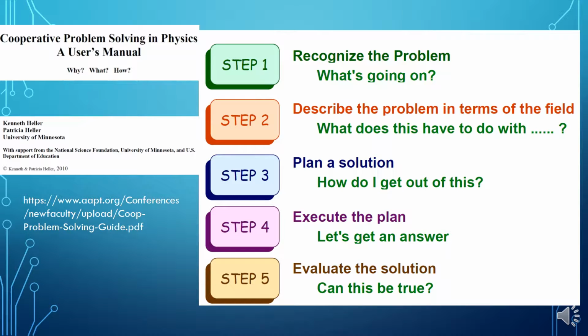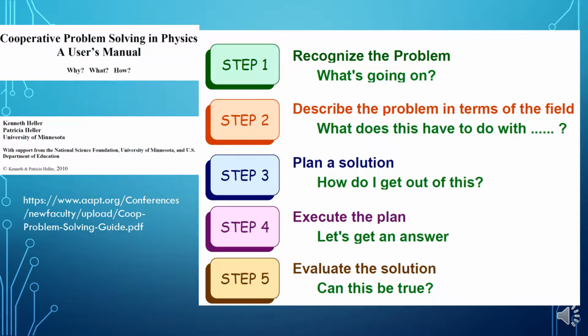So this is from the Cooperative Problem Solving in Physics User's Manual that was developed by Kenneth and Patricia Heller from the University of Minnesota. There's a link there if you want to see all of it. And they set this up actually as a framework for students doing group problem solving, cooperative groups, in their physics classes. But the same basic 5 steps work for any problem. And we're going to step through all 5 of these steps now.